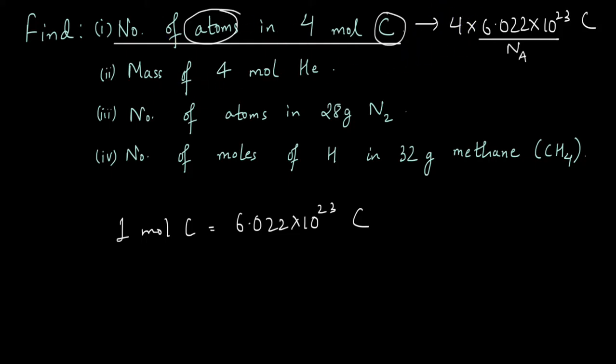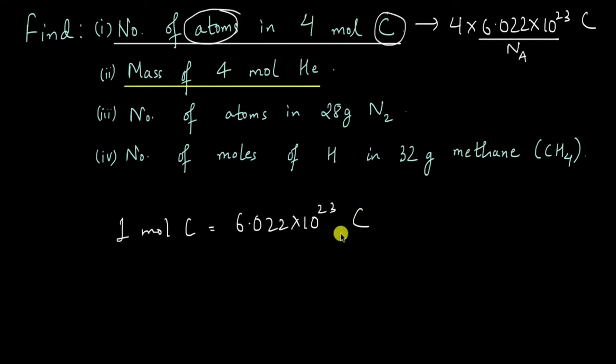Alright, let's move on to the next question. The next question is to find the mass of 4 moles of helium. So in this one, we're relating mass with moles, and this is a very important concept. This will help us understand why we defined mole to be this weird number 6.022 into 10 to the power 23. Why this? Why not anything else?